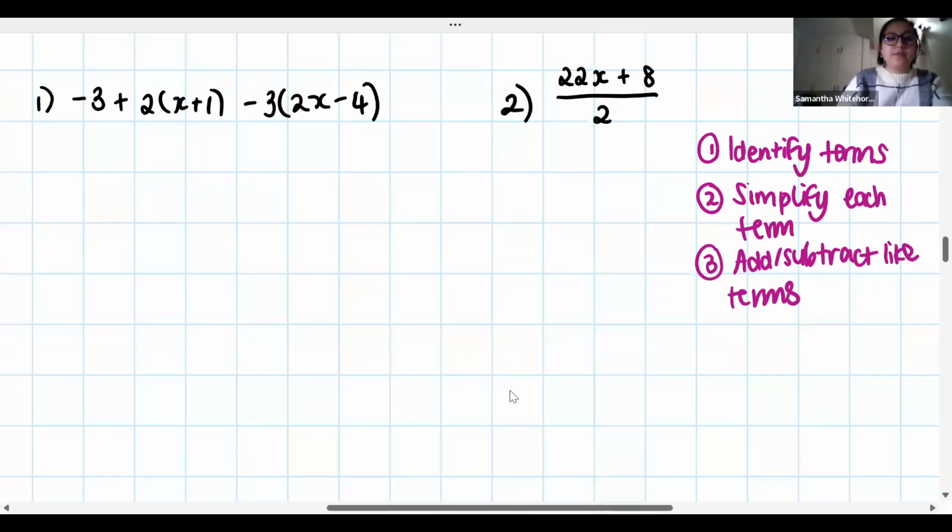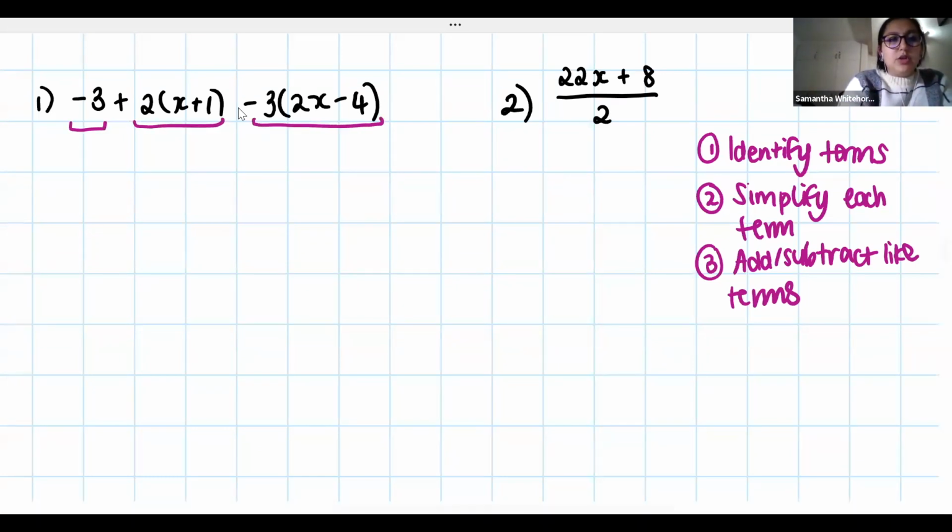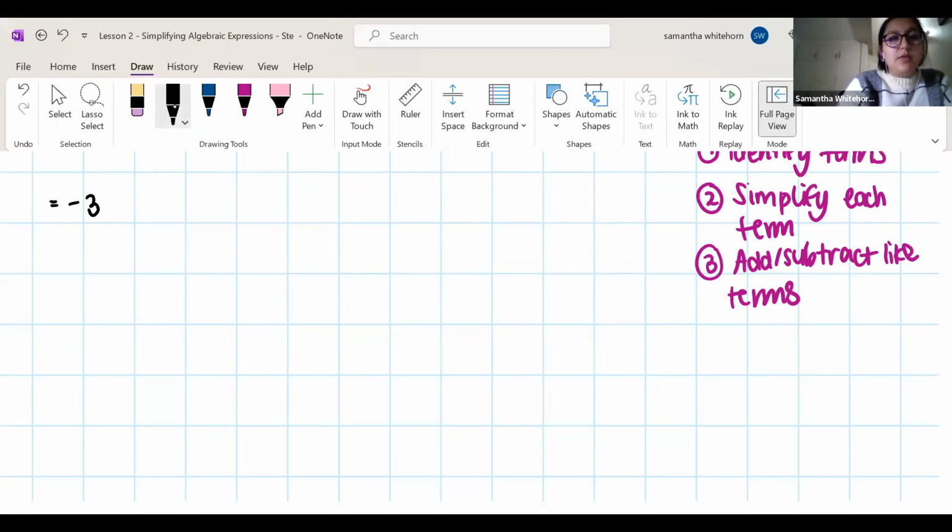Okay, let's have a look. So first one, identify your terms. Term 1, term 2, term 3. Term 1, I've got no issue with. It's going to stay -3. But term 2 and term 3, I need to distribute. So I need to take the 2 and multiply it in. And in the third term, I need to take the 3 and multiply it in. I'm not going to do a block this time, so hopefully you're following.